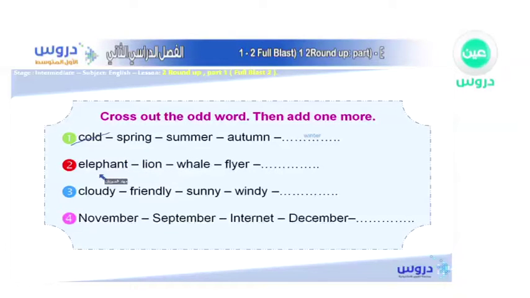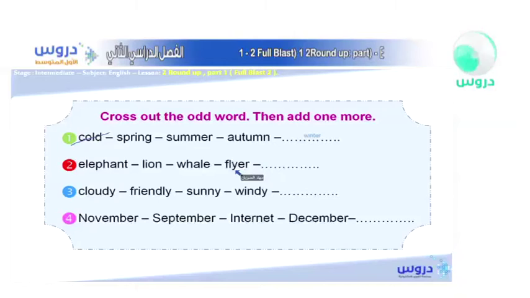Alright, the second one over here we have elephant. Well, we know what an elephant is. We can find it in the zoo because it's an animal. Then we have lion, which is another animal. We have spoken about elephants, lions. What about whale? Well, whale also is an animal because it lives in the sea. It's sort of a fish that lives in the sea, and of course, it's one of those huge fishes.